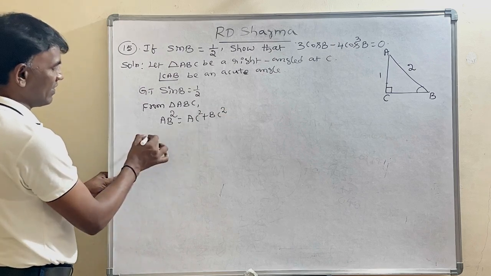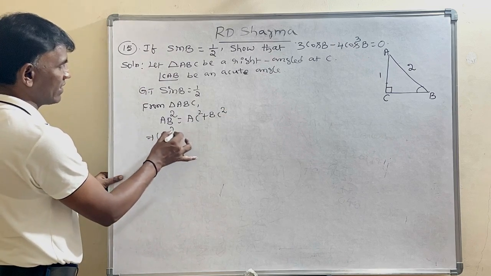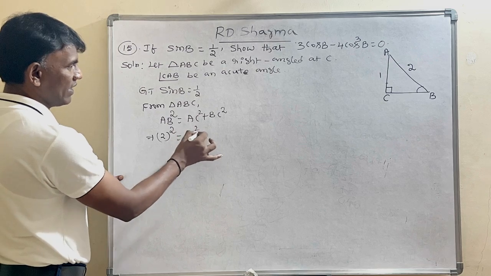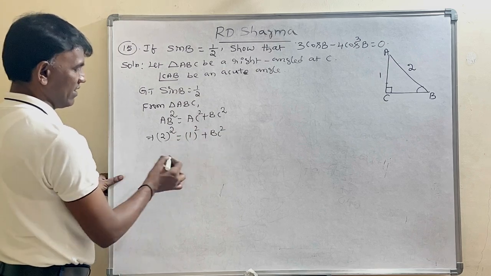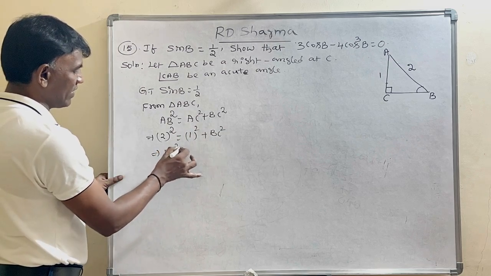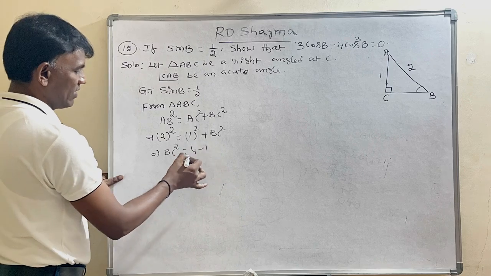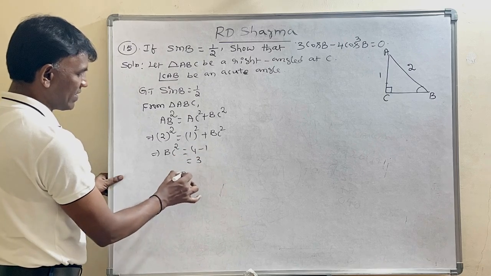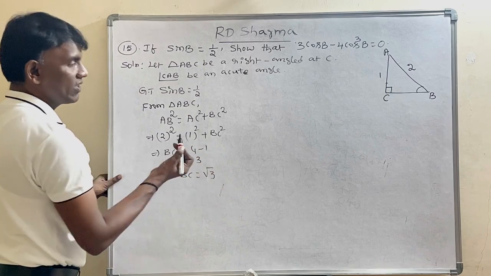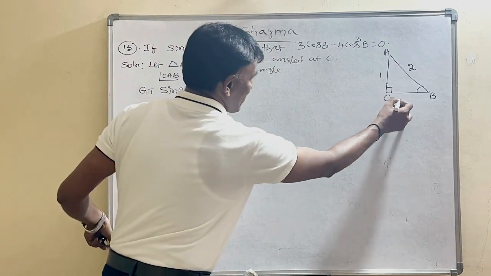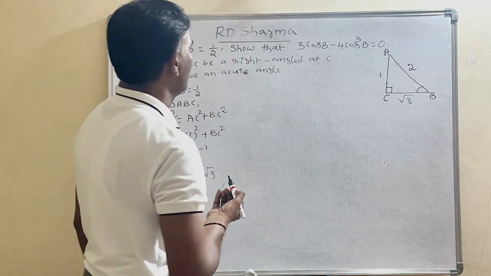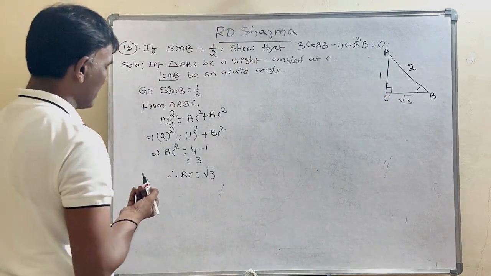Now what is the value of AB? That is 2. So 2 square, so AC is 1 square plus BC square. Now BC square equal to 4 minus 1. So 4 minus 1 is 3. Now BC equal to root of 3. So here the value of BC is square root of 3. That is the value. Now we find cos B value, right?